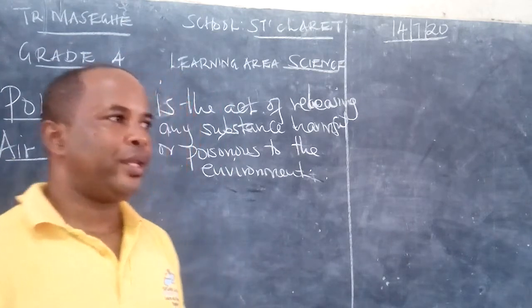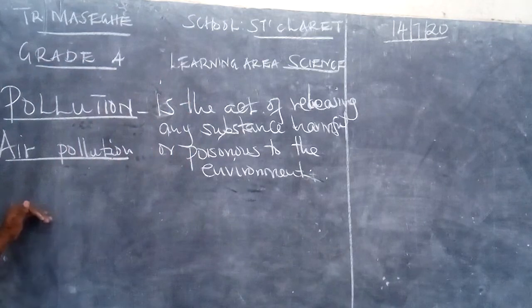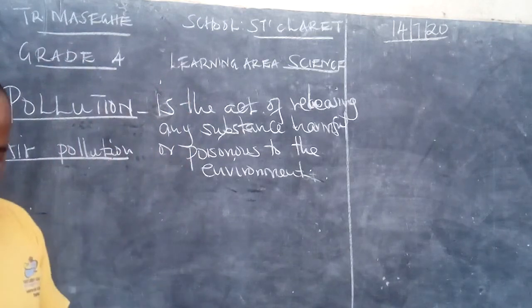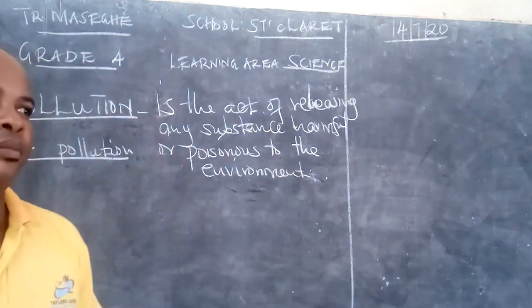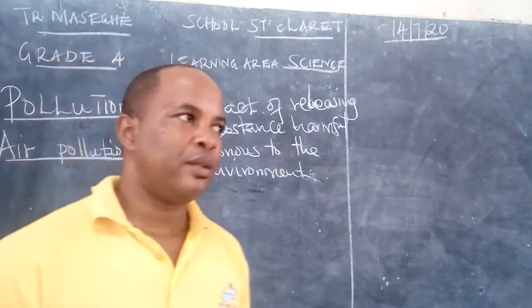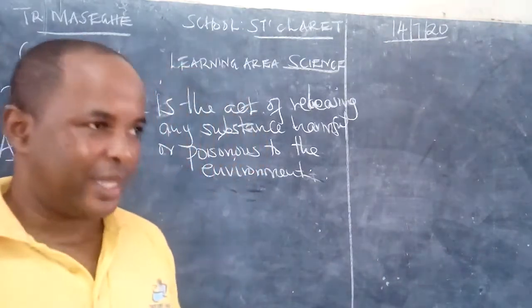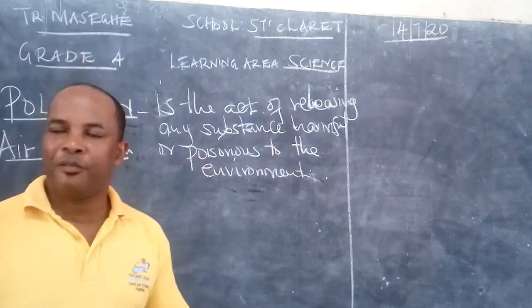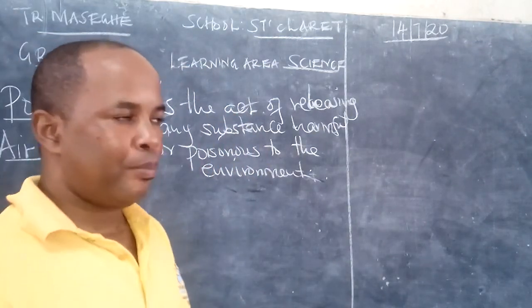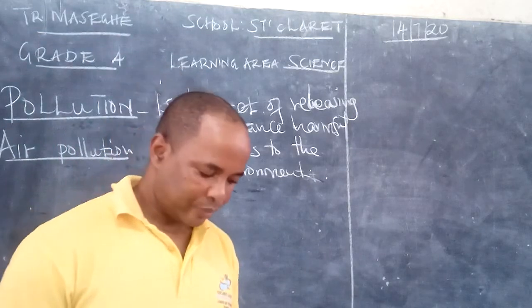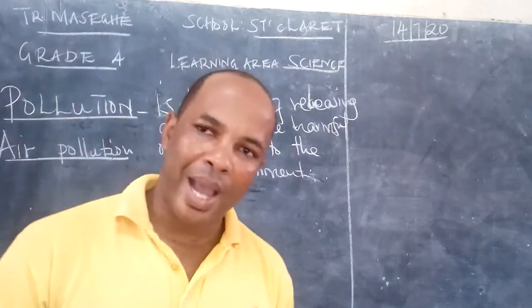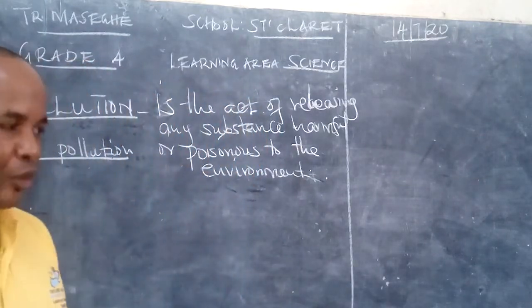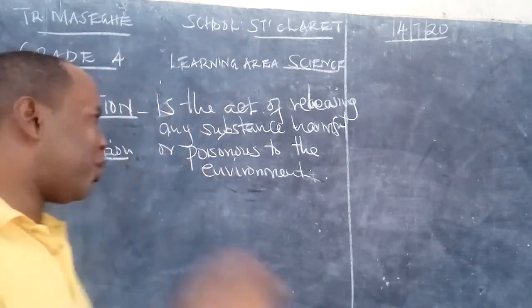Therefore, when the air is polluted, it means that it is toxic. It is unfit for breathing. It might go on to destroy various body organs. Therefore, we can say substances that cause harm to living things, we call them pollutants.